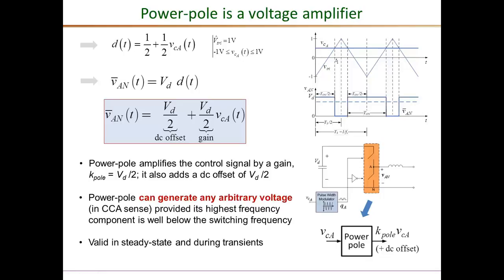There is nothing unique about sinusoidal signals. In fact, the power pole can amplify any arbitrary voltage wave shape. The only limitation for this analysis is that the frequency in that waveform has to be well below the switching frequency for the averaging process to be valid. And also note that this CCA averaging is valid for both steady state as well as transient analysis.